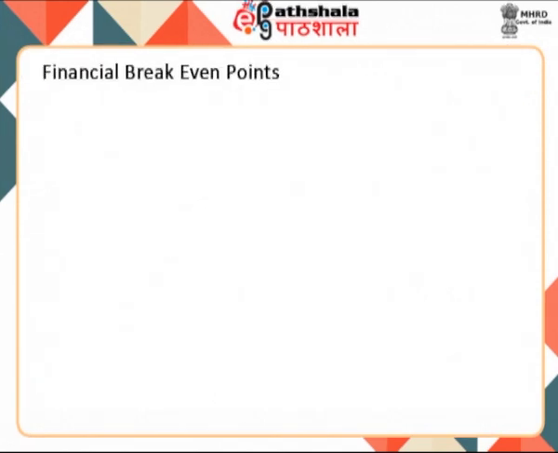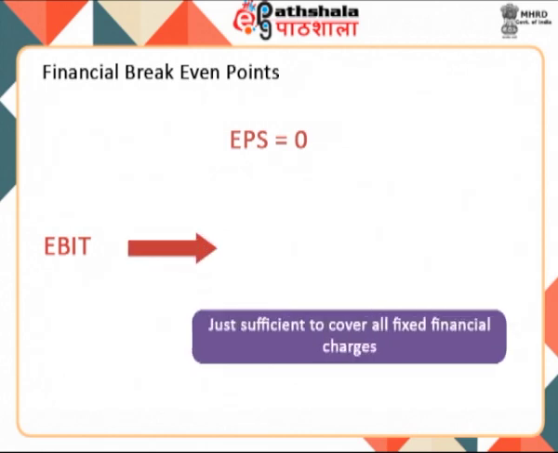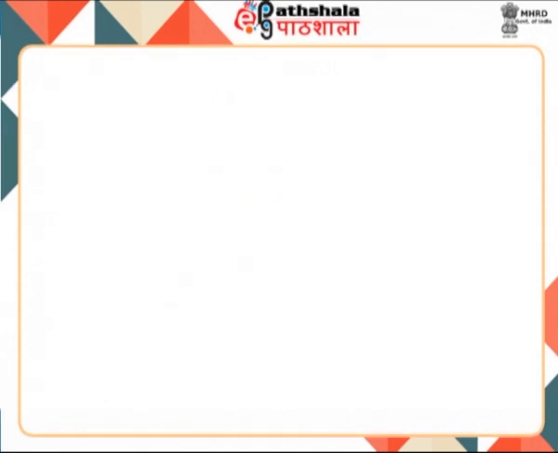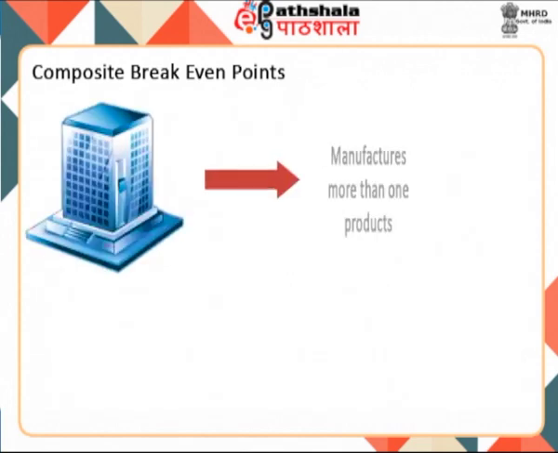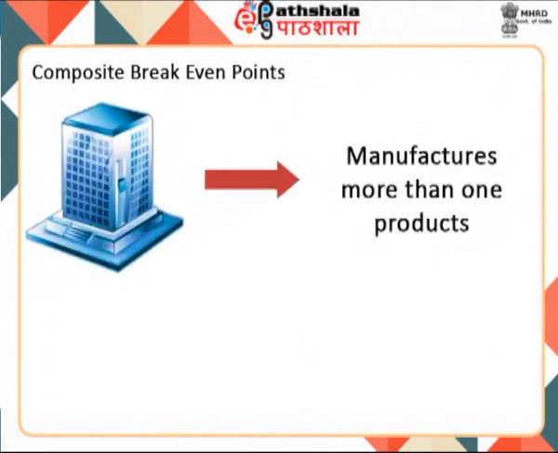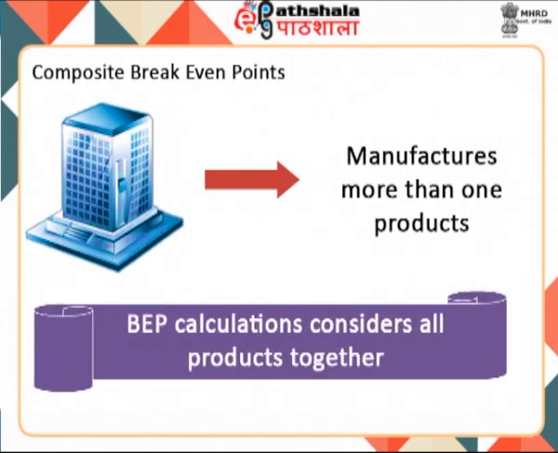Financial break-even point is that level of sales at which earning per share is zero. At this point, the firm has earnings before interest and taxes, that is EBIT, which is just sufficient to cover all fixed financial charges, for example, interest and preference dividend. The third type of break-even point, that is, the composite break-even point, is applicable only for those firms which manufacture more than one product. Here, the break-even point calculations consider all the products together. We will cover each of these in detail with the help of examples.